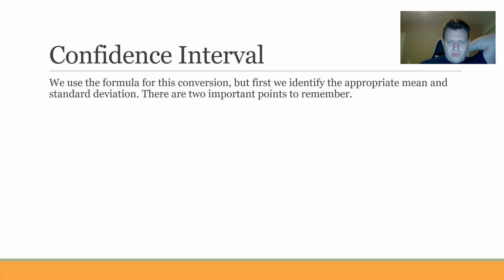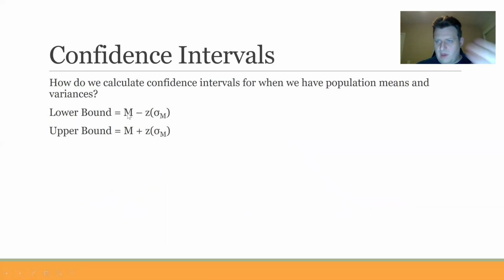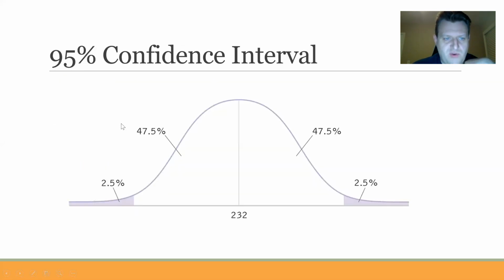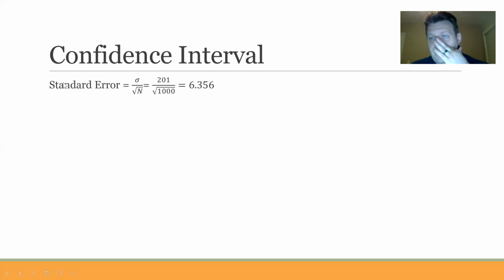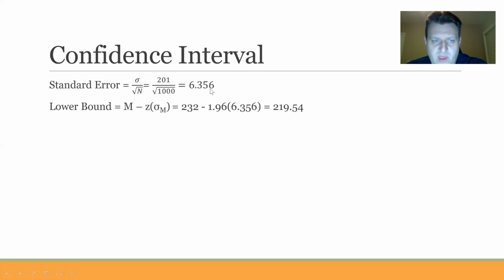Okay, so to do this conversion, we're going to calculate the confidence interval using the formula that I showed you earlier. Okay, so the first thing we need to do is find the standard error of the mean. The true population standard deviation is 201. We divide that by the square root of n, which is 1,000. This gives us a standard error of 6.356. All right, for our lower bound, we're going to take the sample mean, 232, minus 1.96 multiplied by the standard error.